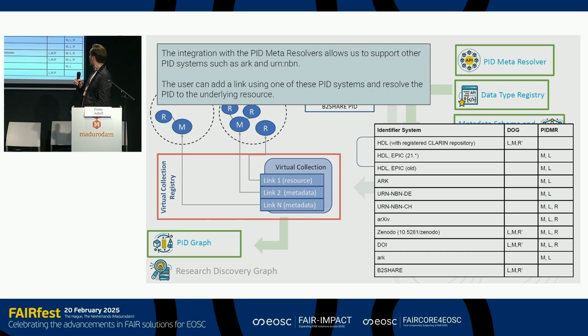So what we did, we integrated the virtual collection registry with the PID meta resolver. Originally, we only supported handles and DOIs in the virtual collection registry. So you can add a URL to a resource, or you can provide a PID or DOI. By integrating with the PID meta resolver, we expanded the number of supported PID systems quite a bit. The table is not extensive, but it shows a little bit what we supported initially. That's the DOG or Digital Object Gateway column, and the PID-MR column shows basically all the systems that have been added by this integration.